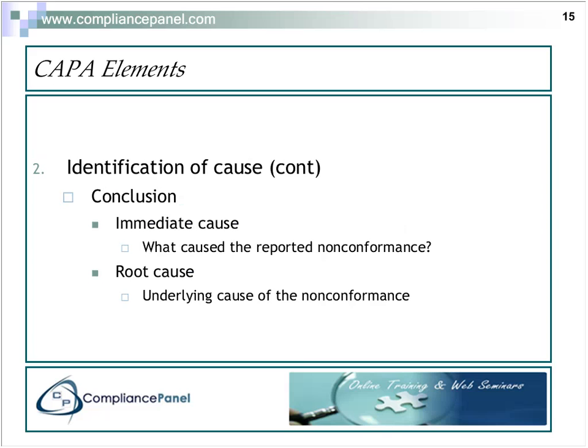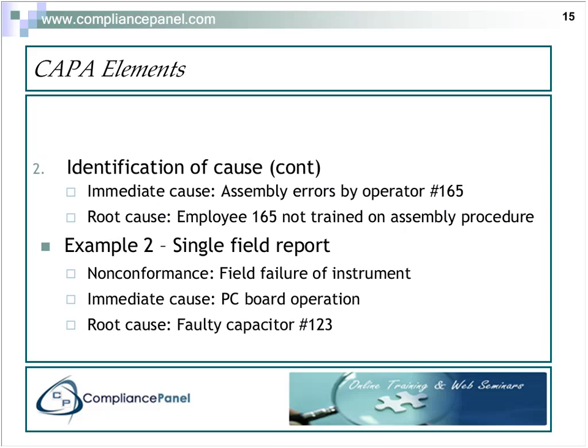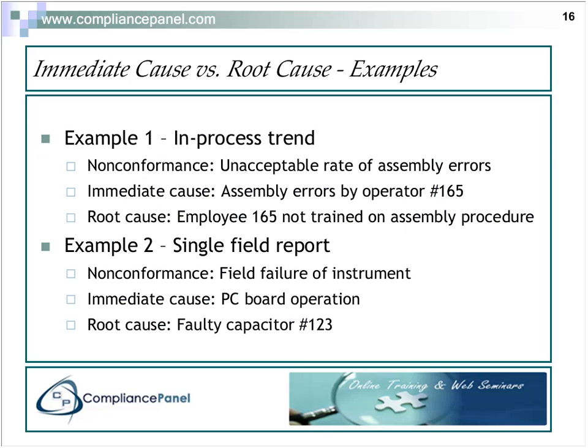Continuing identification of cause. Once you have your findings, you're going to have your conclusion. And here's where immediate cause and root cause become very, very critical. As I said before, the immediate cause is what caused the reported nonconformance, and the root cause is the underlying cause of the nonconformance. Here are two examples that might shine a little light on this.